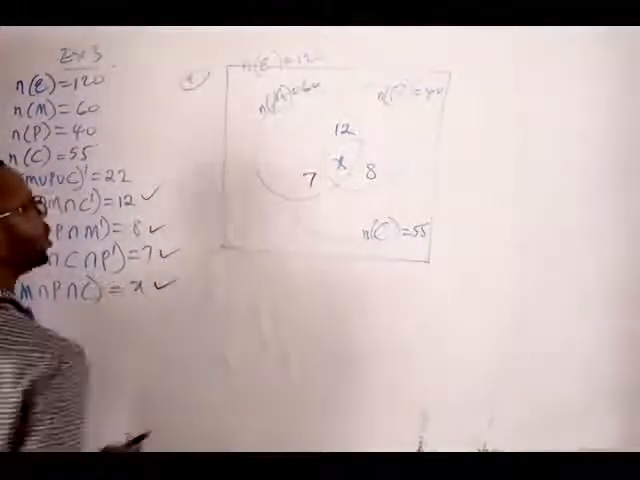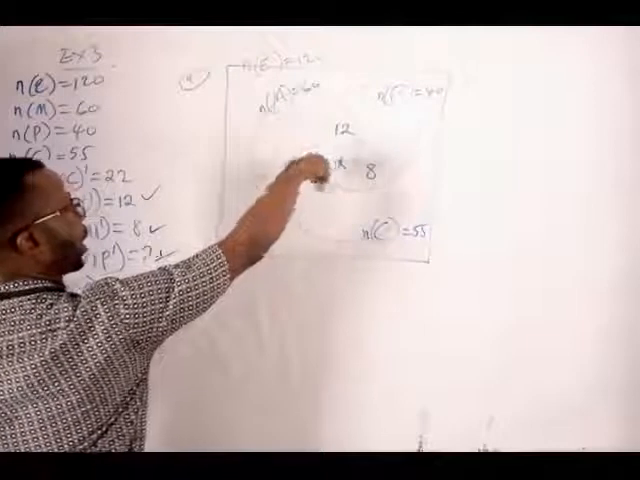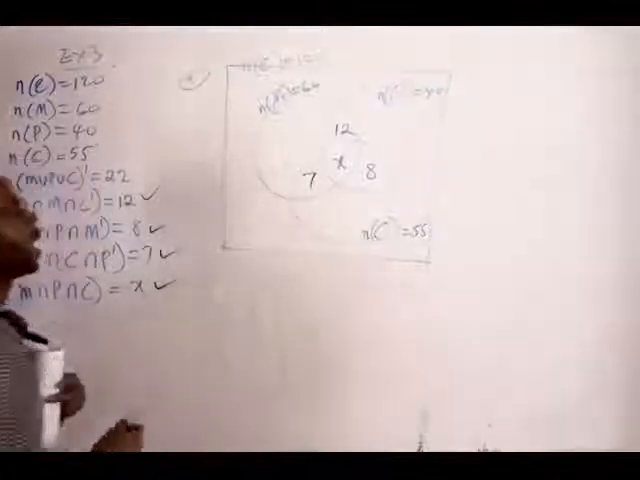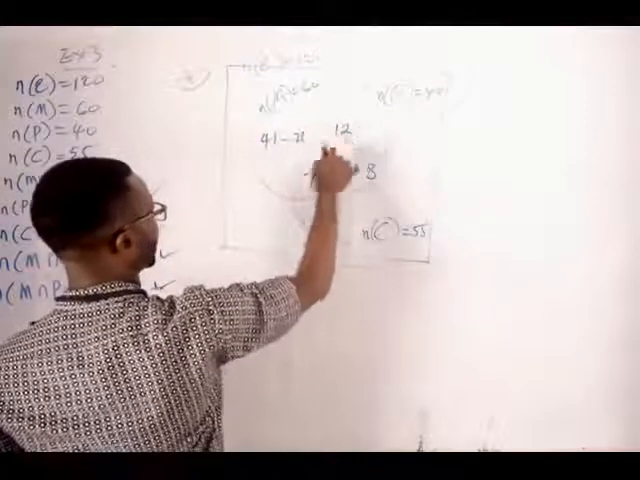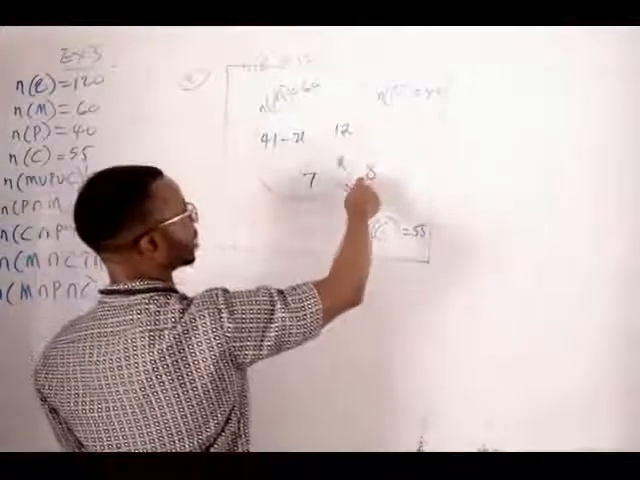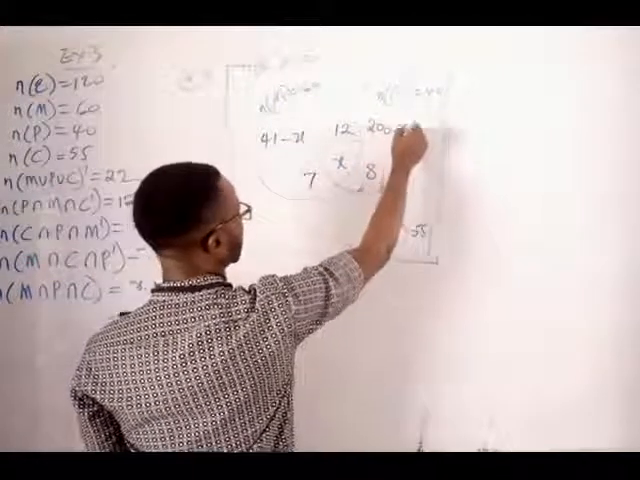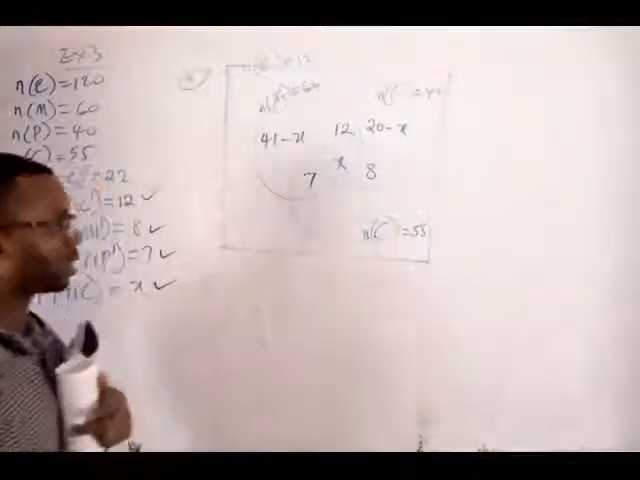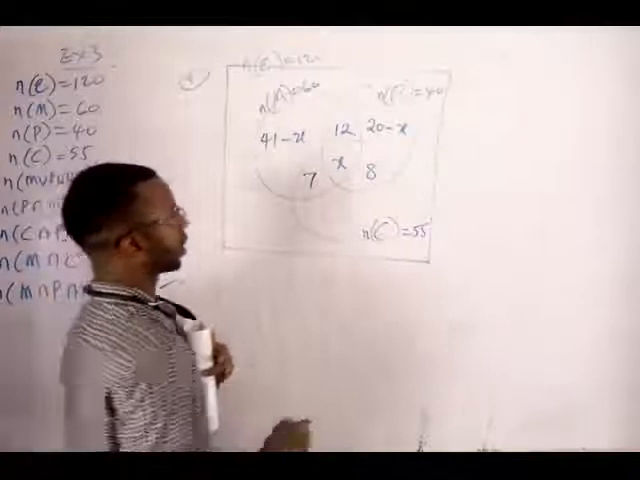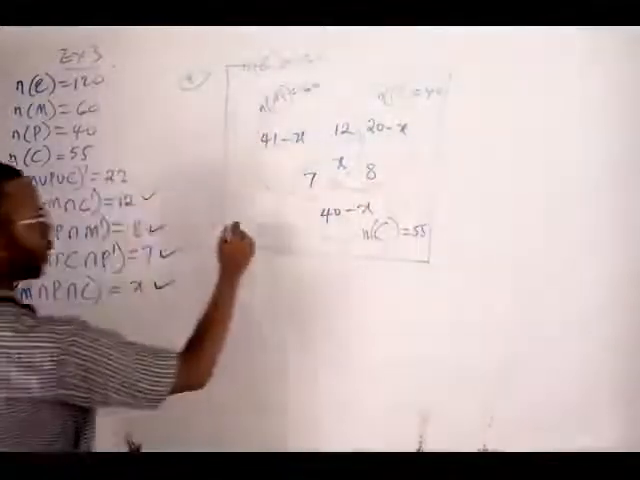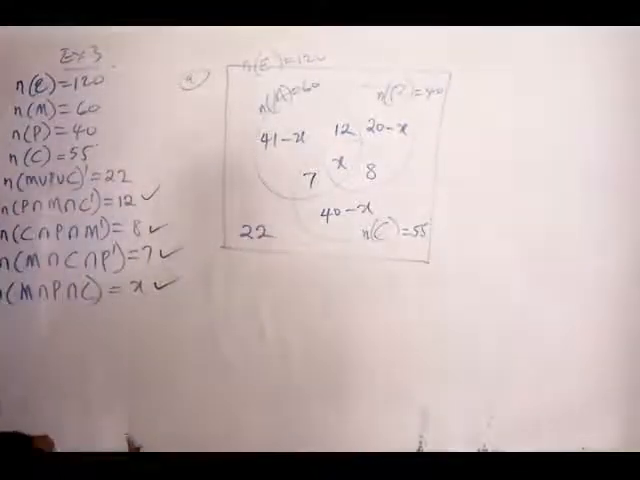For us to get this part, we need to come back here and do 60 minus 12 minus 7 minus x. So this is 41 minus x. So do this part for me. 40 minus 12 minus 8, that should give me 20. So this is 20 minus x. So what will this part be? 55 minus 7 minus 8, that's 55 minus 15. That should be 40. So this is 40 minus x. 22 is outside, so we have 22 outside. So that's our Venn diagram, properly drawn.